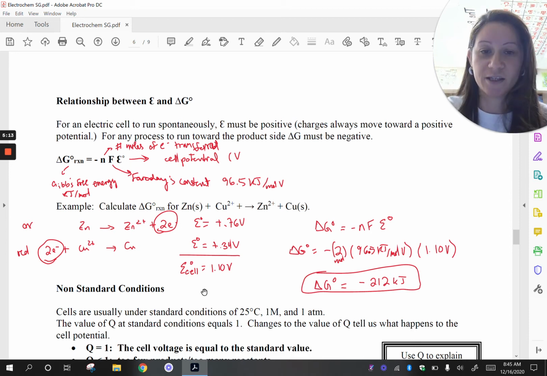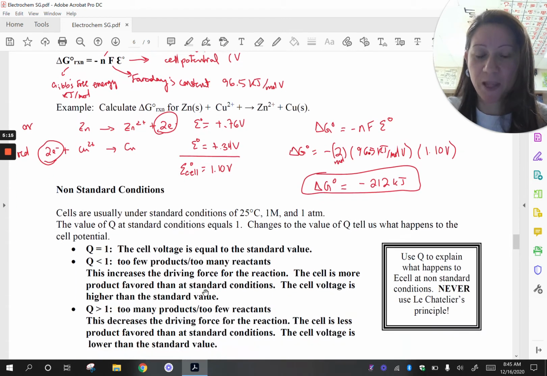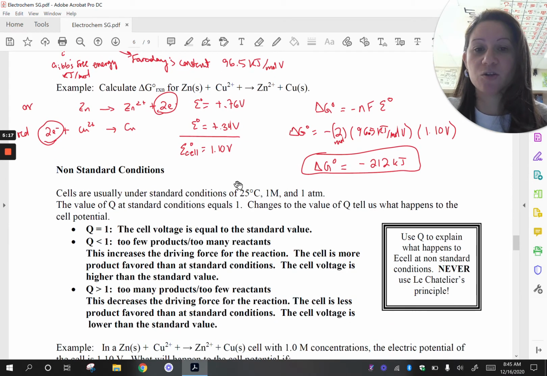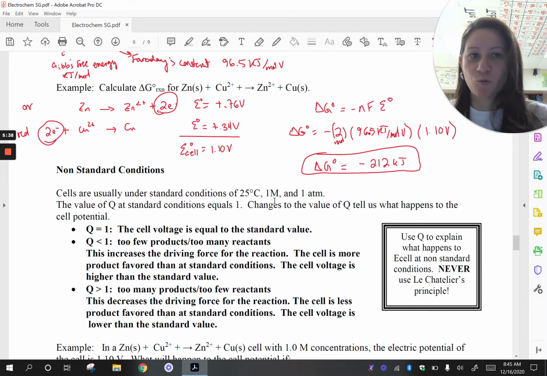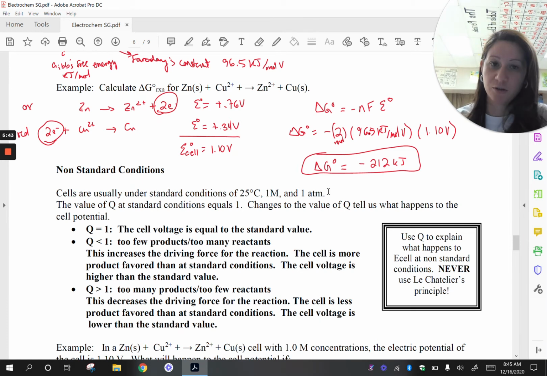So what if you're not at standard conditions? Standard conditions mean 25 Celsius, which is room temperature, 1 molar solutions, and 1 atm of pressure. So if you were to calculate Q, the reaction quotient, whether you're looking at concentrations, if they're all 1 molar and you're doing products over reactants, no matter raised to what power, it's going to be 1. Same thing with 1 atm if you're doing it in terms of pressure. Since all of them are 1 atm, then you're also going to get 1.